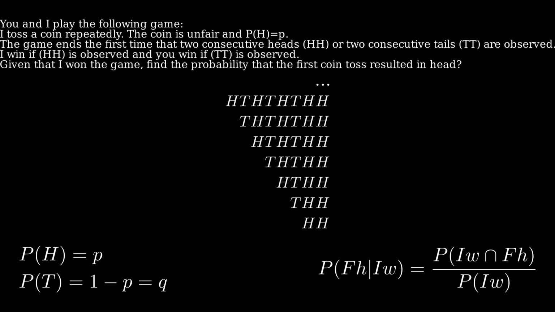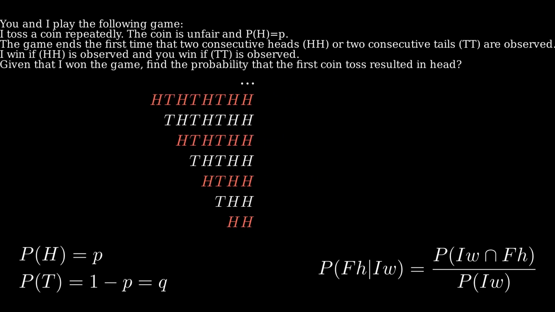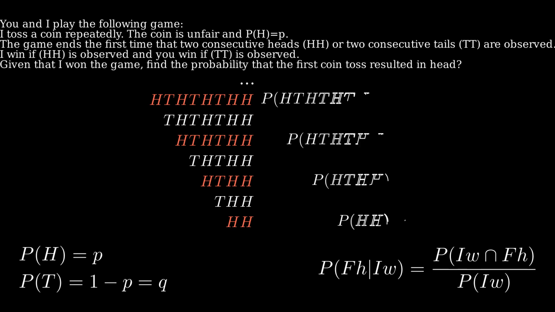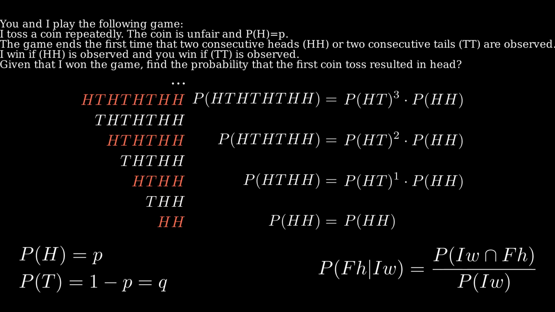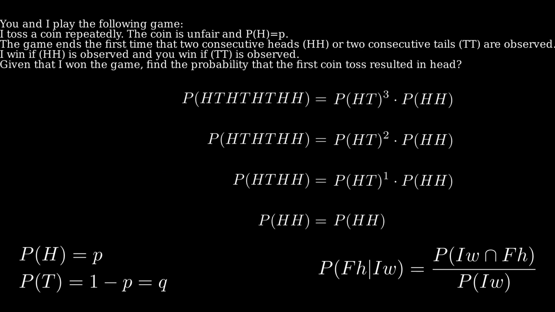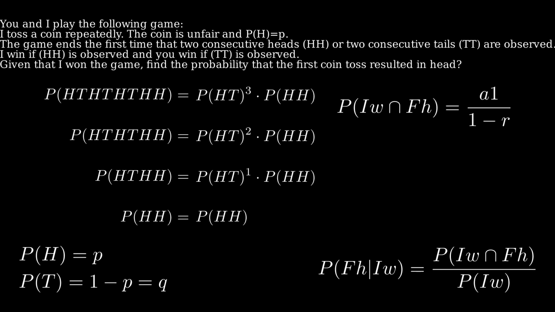Let's highlight the outcomes that belong to the intersection we want. These are the ones that start with H. The probability of the intersection is the sum of the probabilities of each of its outcomes. We can't consider all the infinite probabilities here, but let's see if these probabilities follow any pattern. Note that it follows an infinite geometric sequence. Therefore, to sum all of them, we just need a simple formula.